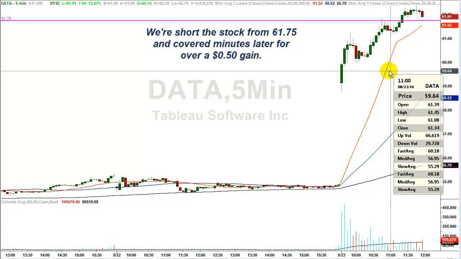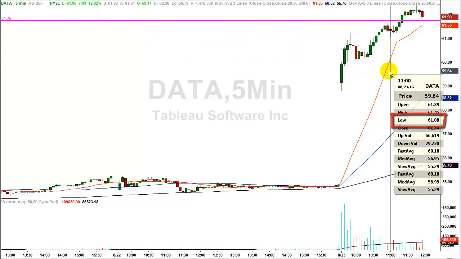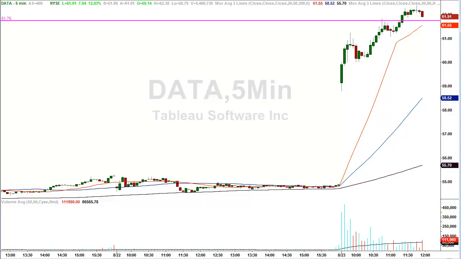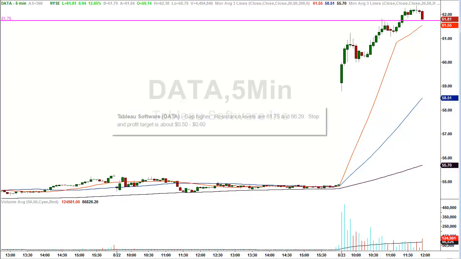And then, as you can see, just a few minutes later, the stock was at a low of $61.08, representing a maximum gain of 67 cents. But you'll note from the email, I specified a target of 50 cents to 60 cents. So some traders may have taken their profit at 50 cents, 55, 60. Either way, it's a winning trade. It was a relatively easy trade. We weren't out of the money for more than a few pennies, for more than a few seconds, and immediately the stock pulled back, doing exactly what it should have done at the level of $61.75 given out at 9 a.m.